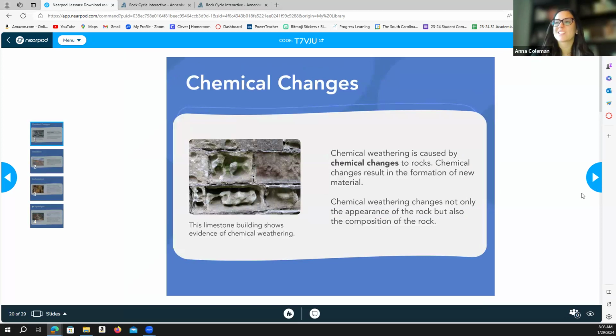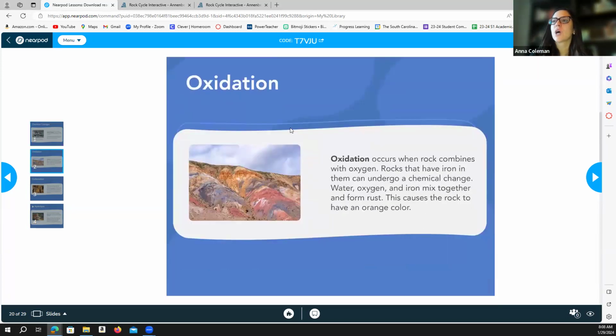composition of the rock. So this limestone building shows evidence of chemical weathering. Do you see how those rocks have changes in them? So oxidation, that is a chemical reaction. Oxidation occurs when the rock combines with oxygen.